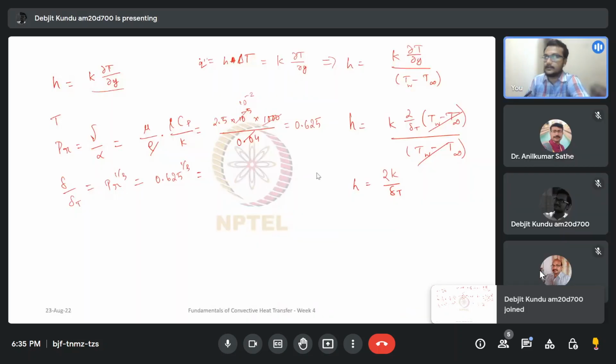So it had paused up until here, that divided by 0.04. We had figured Prandtl number out to be 0.625, and δ by δT is Prandtl number to the power one third. Prandtl number we know 0.625 to the power one third. Can you help me figure this out? What is the value of this?